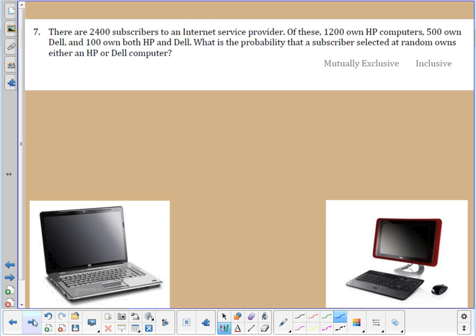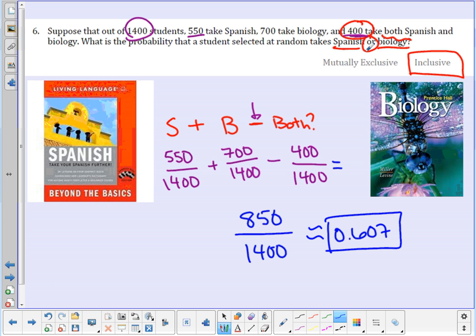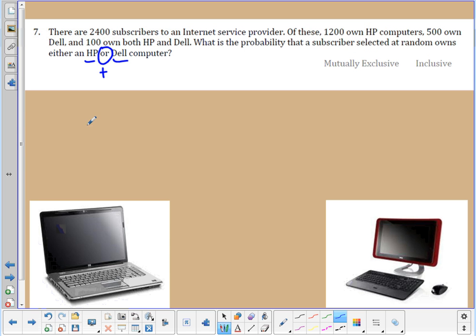Let's take a look at number 7. There are 2,400 subscribers to an internet service provider. Of these, 1,200 own HP computers, 500 own Dell, and 100 own both. What is the probability that a subscriber selected at random owns either an HP or a Dell? And I should have signified that. This or tells me that I'm adding. Or means add. So I'm looking for HP plus Dell, and I need to ask myself if there's any in the both category.